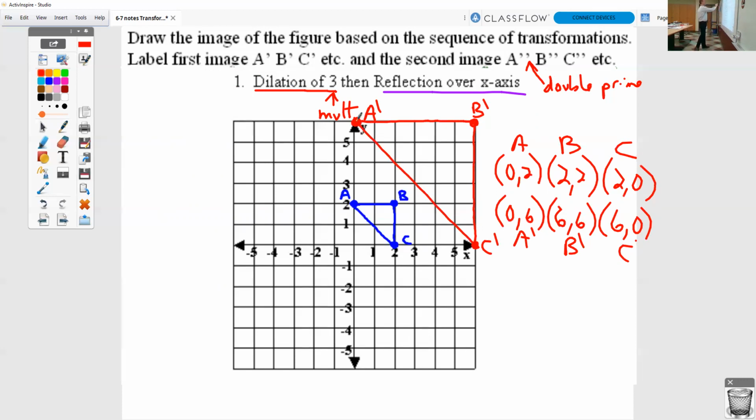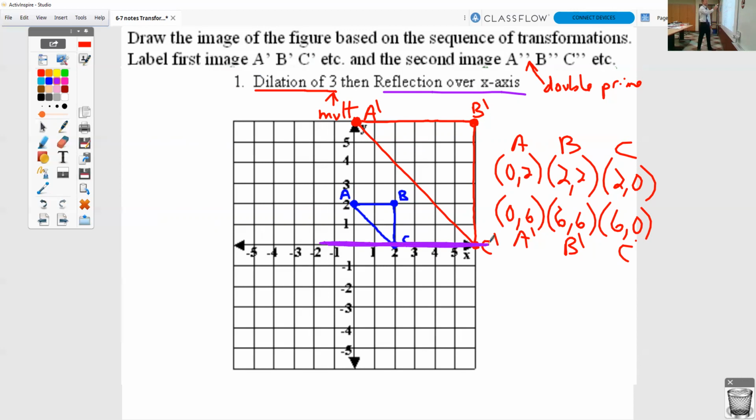So I did that. Now, when you go to do your double prime, you have to do the reflection over the x-axis using the single prime picture. We're done with this picture now, all right? We're done with that original triangle. So I'm not looking at that triangle at all. Now I'm looking at the primed picture. So I need to do the reflection over the x-axis. Well, reflection is that mirror opposite image.